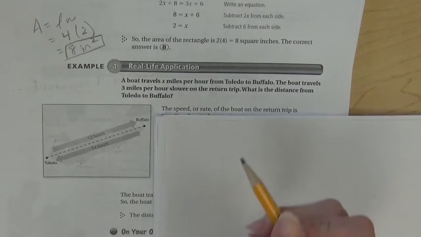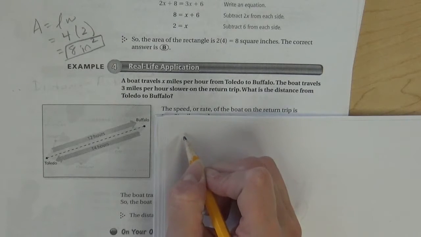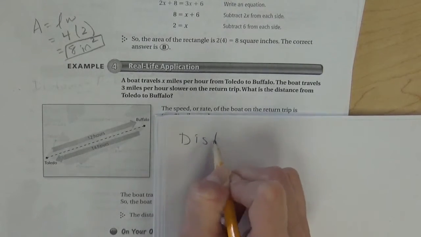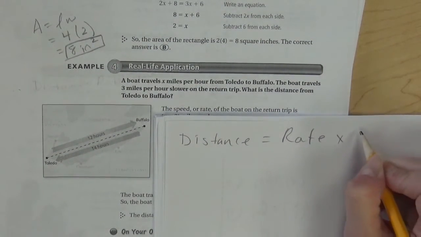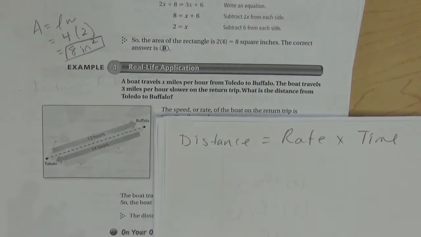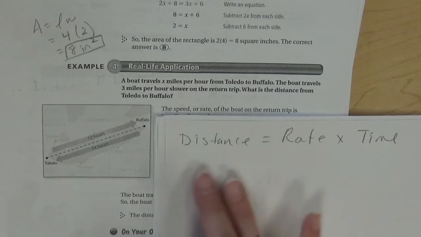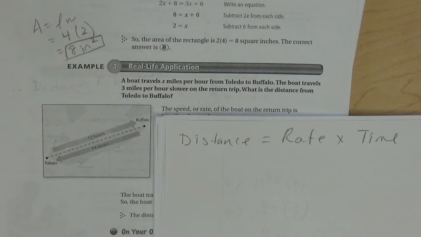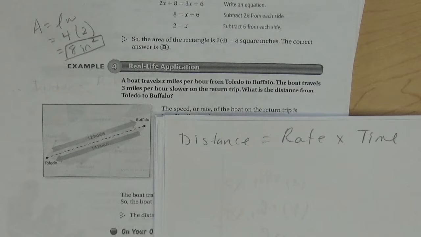For this problem, if you recall, we have a formula for distance that states that distance equals rate times time. I don't remember talking about it this year, so I'm thinking you probably saw it last year. At any rate, we're going to use this to help us out, and we also need to organize our information. So what's going on in this problem? We've got a boat traveling from Toledo to Buffalo, and then it makes a return trip from Buffalo to Toledo. Those are the 2 trips that it makes.